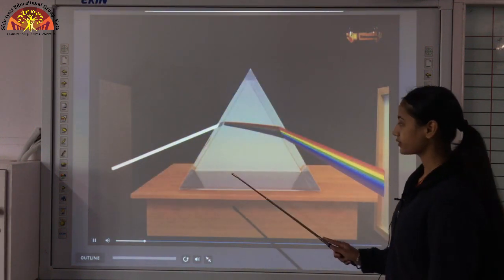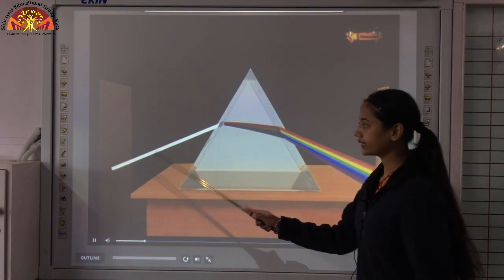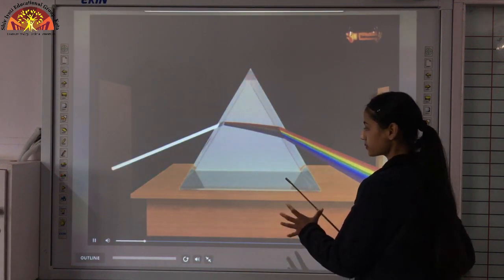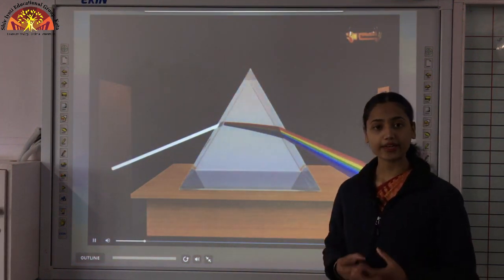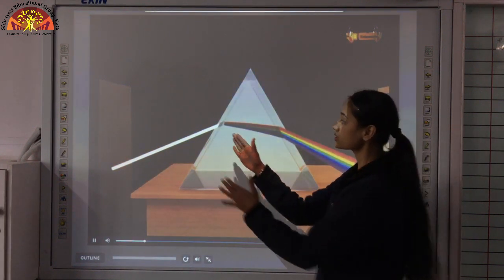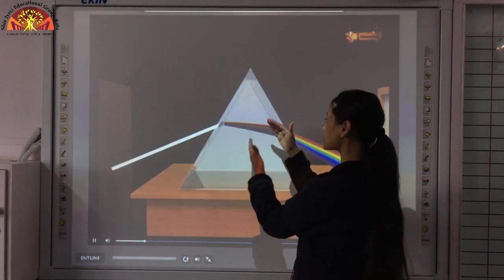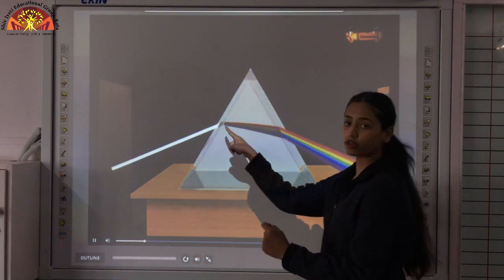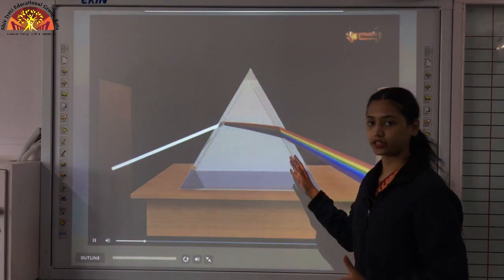Here in this activity, what we need is a glass prism and a white light. When this white light falls on this prism, as it consists of 7 different colors, it scatters into 7 different colors, and you can see there is a bending in the ray of light. This bending of the ray is known as refraction.